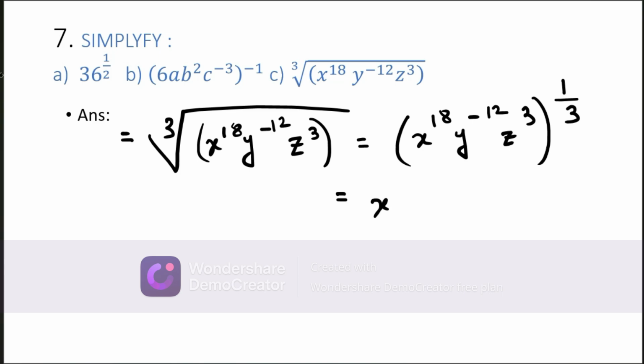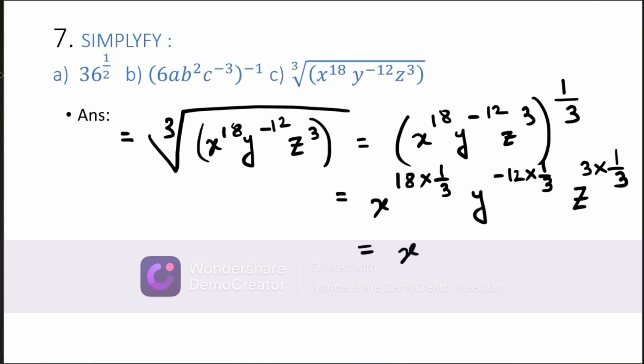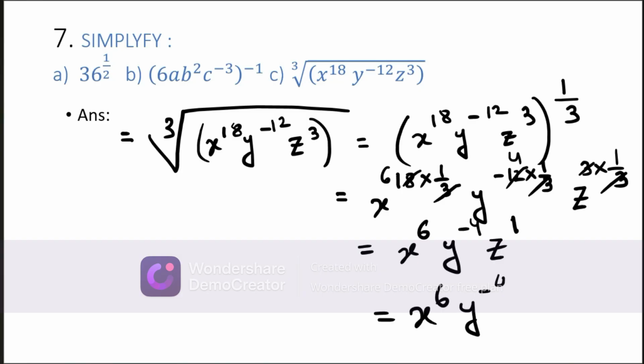Now I just write x to the power 18 into 1 by 3, y to the power minus 12 into 1 by 3 and z to the power 3 into 1 by 3. Now calculate. So x to the power, 3 6s are 18, so x to the power 6. 3 4s are 12, so y to the power minus 4. And z to the power, 3 1s are 3, so 1. So the final answer is x to the power 6, y to the power minus 4, z to the power 1, z.